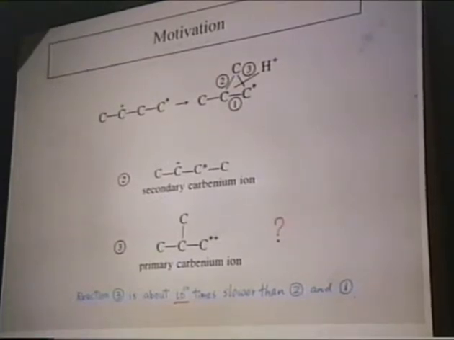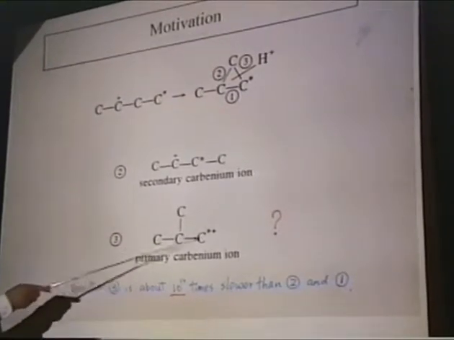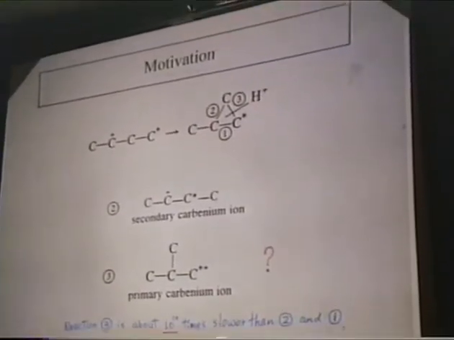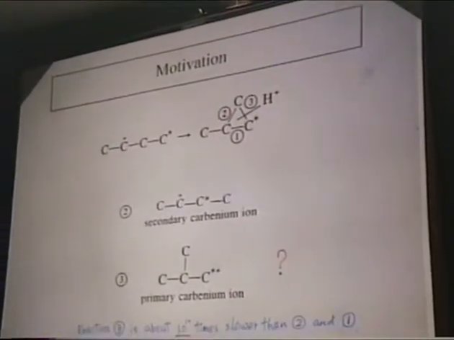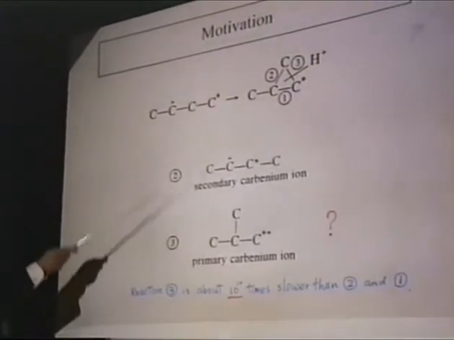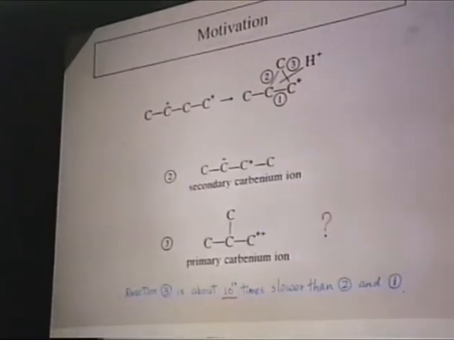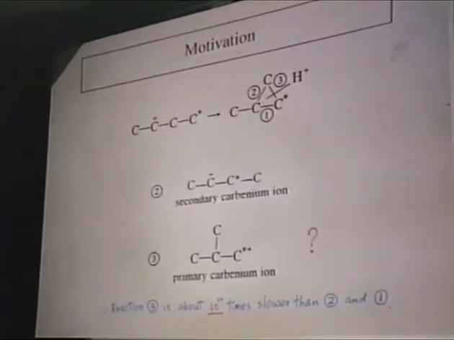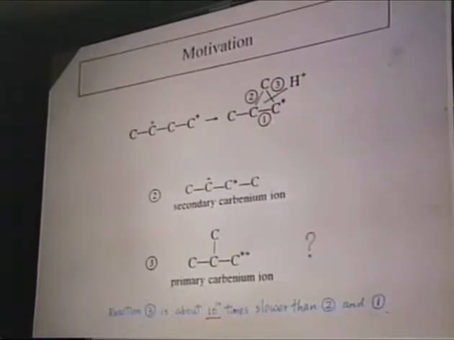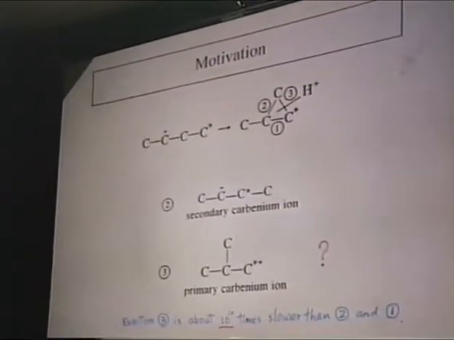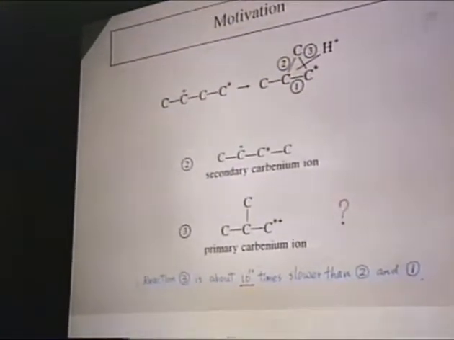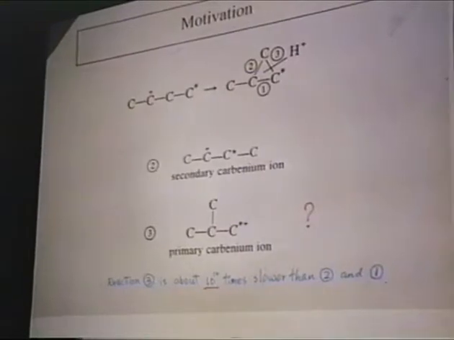But as you can see, this requires the formation of a primary carbenium ion. It has been estimated that reaction 3 is about 10 to the 10 times slower than 2 or 1 here. And only liquid superacid is able to form the primary carbenium ion at low temperature. That's when we started wondering how the isomerization is going on this kind of catalyst.